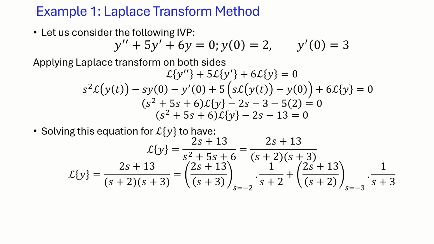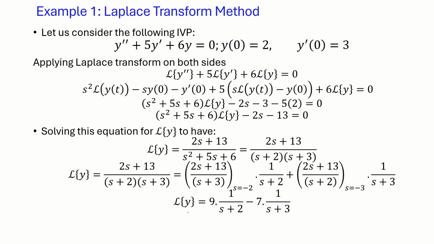So when you do that, what do we have? The value of this is what? 2 into minus 2 is minus 4 plus 13, that is 9, whereas minus 2 plus 3 is 1, so we get 9 over s plus 2. Minus 7 is because of this: 2 into minus 3 is minus 6 plus 13 is 7, divided by minus 3 plus 2, that is minus 1, so we get minus 7. So this is the value of a, which we have in the partial fraction, whereas this is the value of b, which we have in the partial fraction.